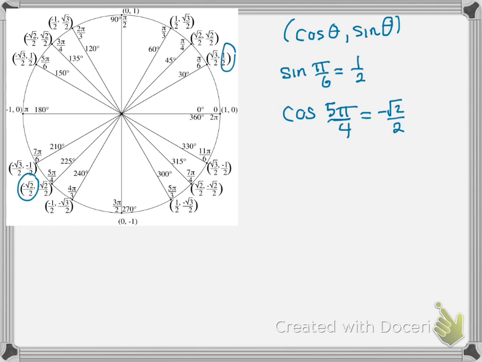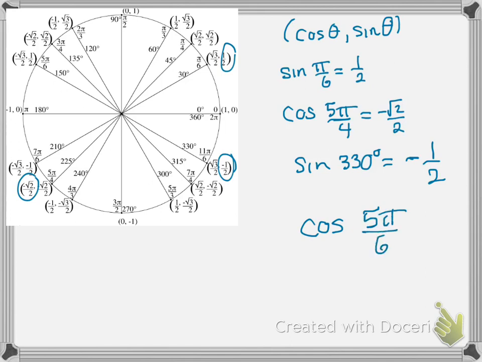If somebody asks you to find the sine of 330 degrees, you would say sine is the y value at 330 degrees, negative 1/2. If somebody wanted you to find the cosine of 5 pi over 6, you'd say cosine is x, 5 pi over 6, negative √3/2.